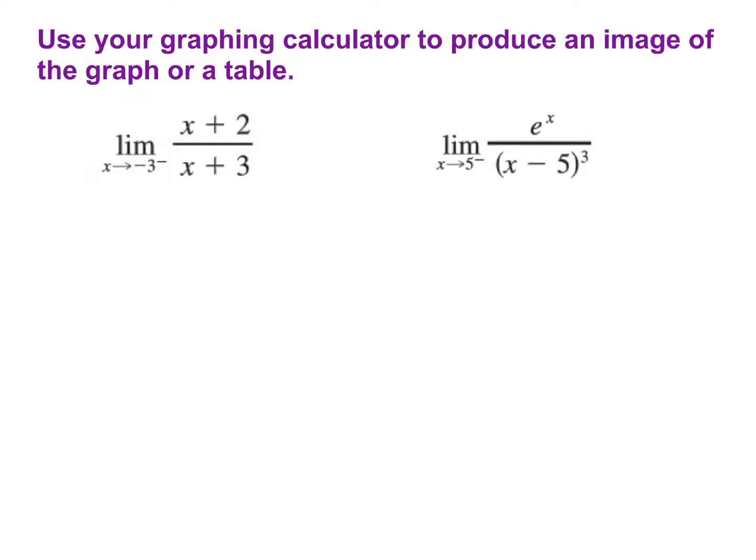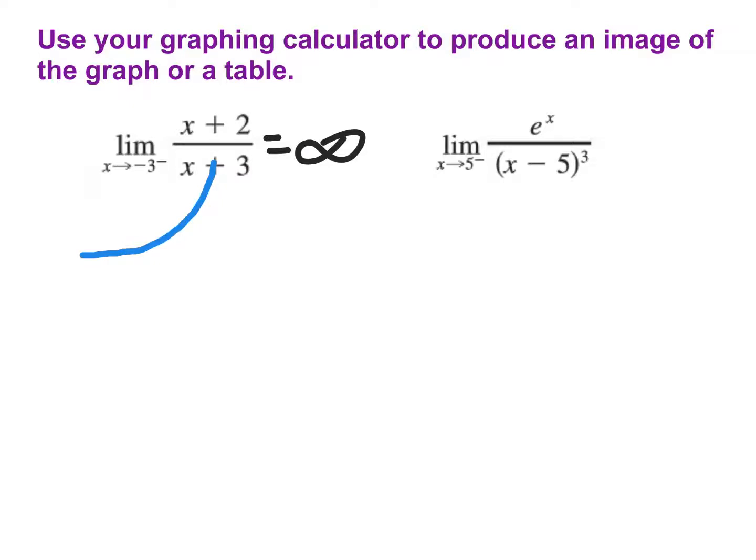So you plug this first equation into your graphing calculator, x plus 2 over x plus 3, and then you look at the graph. I want the left-hand side because notice it's negative 3 from the negative side. As I go from the left, is it going up or down? You should be seeing that, right? From the left-hand side, it starts climbing steeper and steeper. And so the limit as x approaches negative 3 from the left-hand side is going to be what? It equals infinity. So the limit is approaching infinity there.